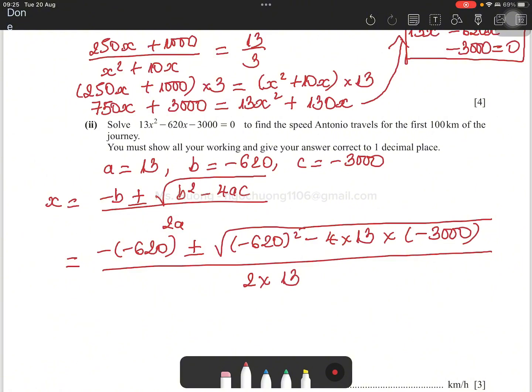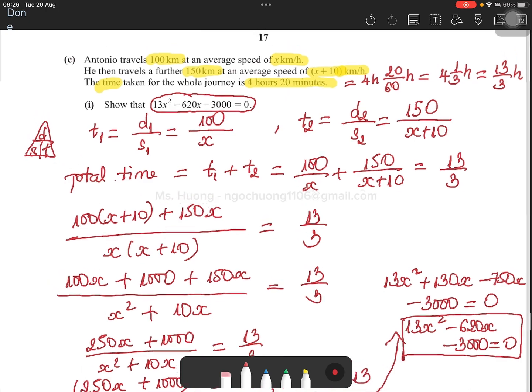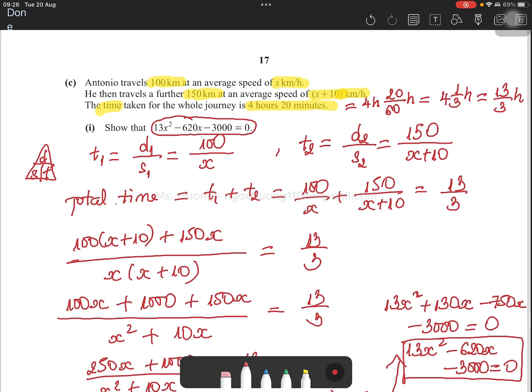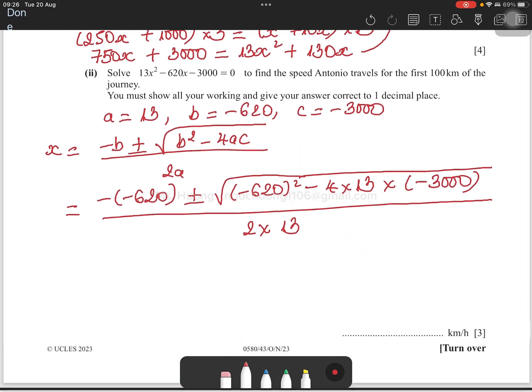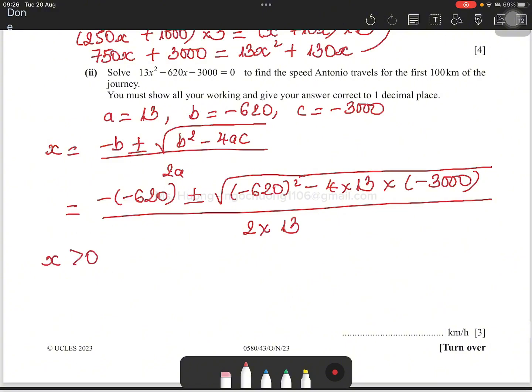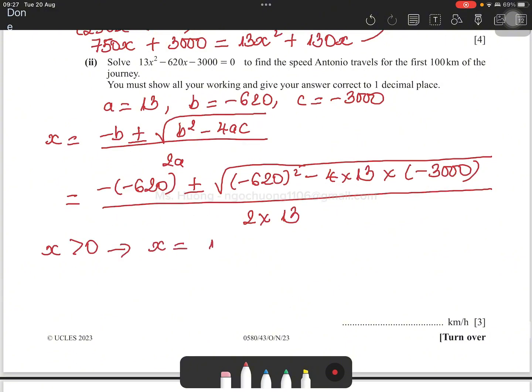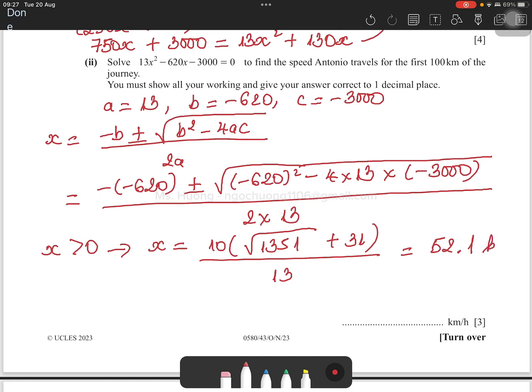And we know that x should be a positive value because x is the speed of the first journey. So x is positive. So x is equal to 10 multiplied by the square root of 1351 plus 31, all over 13, which is 52.1 kilometers per hour. So we say that the speed is 52.1 kilometers per hour.